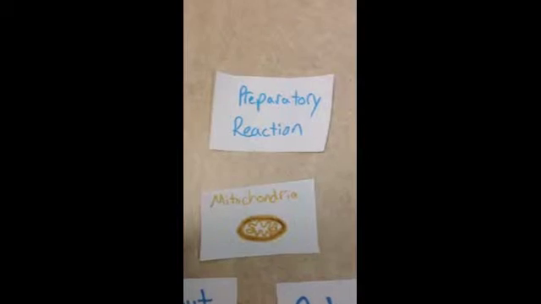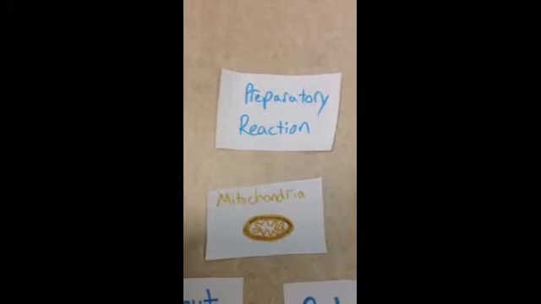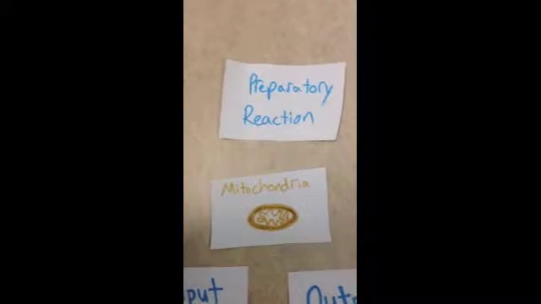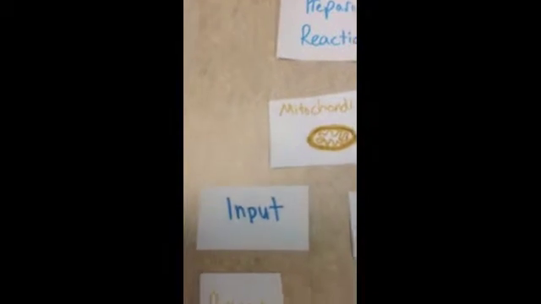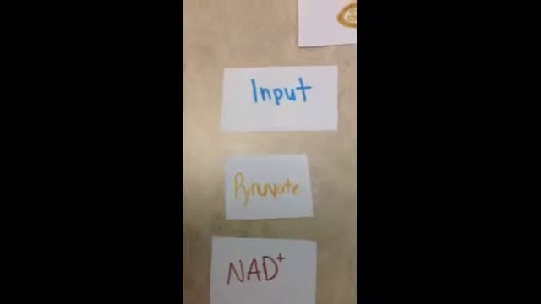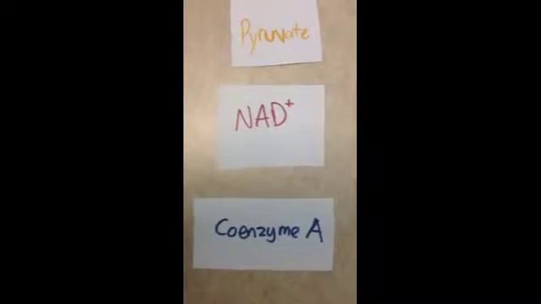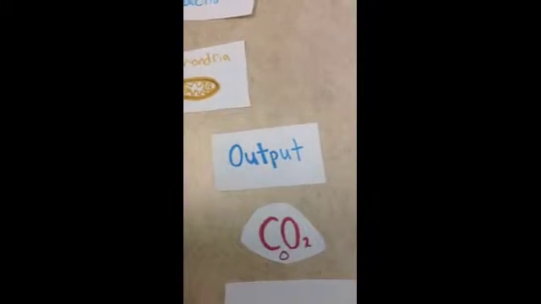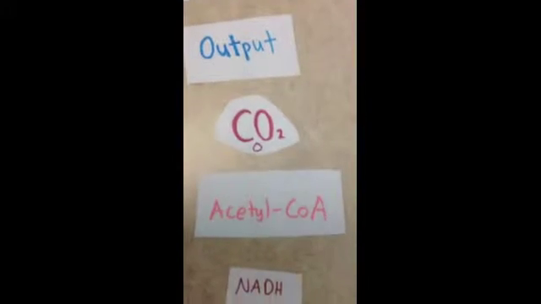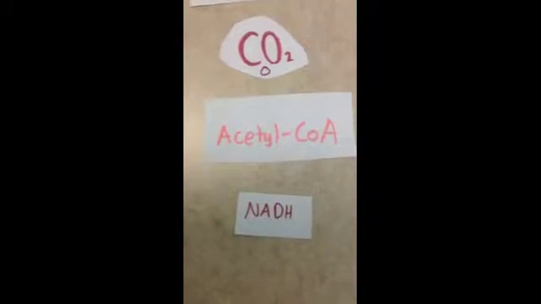This is the preparatory reaction, the second step of cellular respiration. It occurs inside the mitochondria, specifically the matrix. Its inputs are pyruvate from glycolysis, NAD+, and coenzyme A, and its outputs are CO2, acetyl-CoA, and NADH.